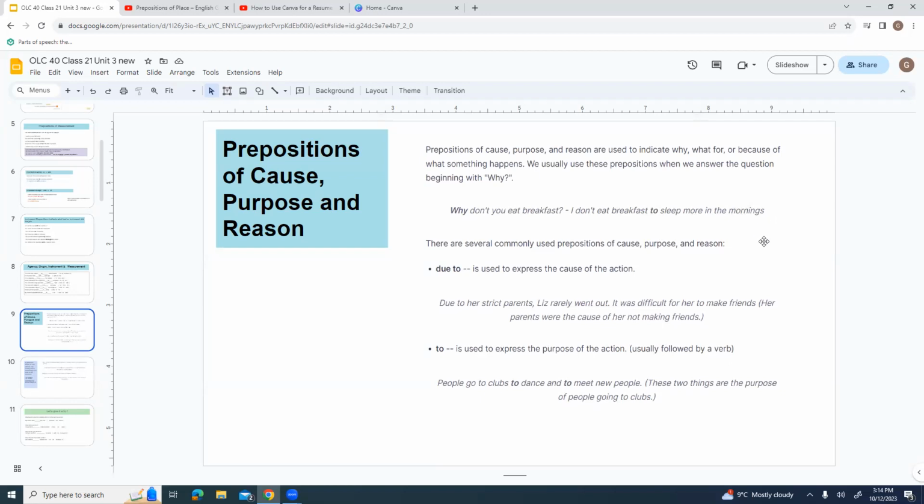There are several commonly used prepositions of cause, purpose, and reason. So due to is used to express the cause of an action. Due to her strict parents, Liz rarely went out. It was difficult for her to make friends. To is used to express the purpose of the action. Usually it's followed by a verb. People go to clubs to dance and to meet new people.